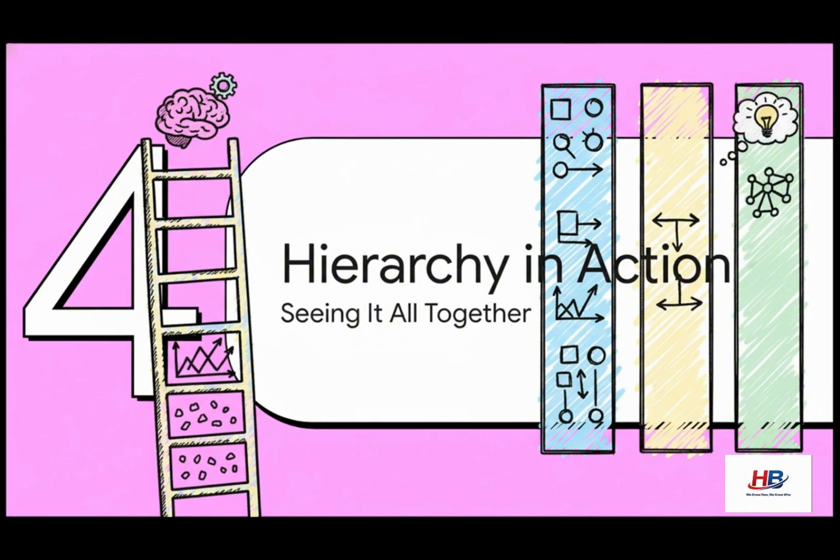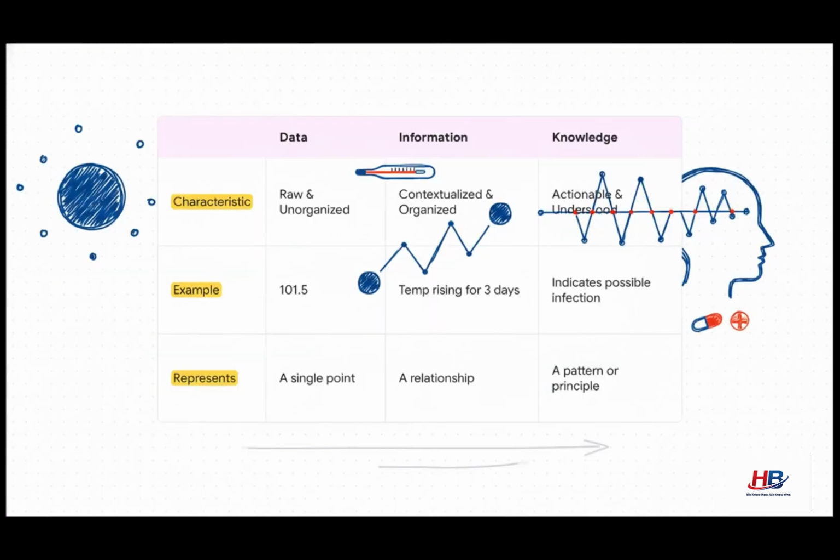Now let's put it all together side by side so we can really see how it all stacks up. This chart really spells it out, doesn't it? Look at the progression here. With data, you've got something raw and unorganized, just a single point like 101.5. Then you move to information, where it gets organized and has context. It's not just a point, it's a relationship. The temp is rising. And finally, you get to knowledge, which is actionable. It represents a pattern or principle you understand. This could be an infection, so I need to act. It's a beautiful flow from a single fact to a meaningful story to a smart decision.